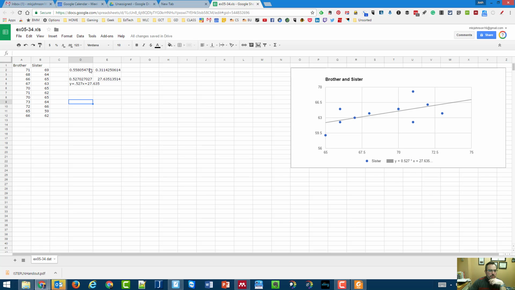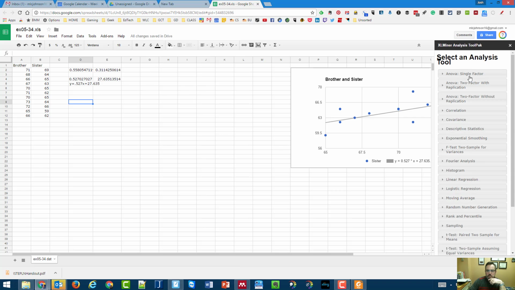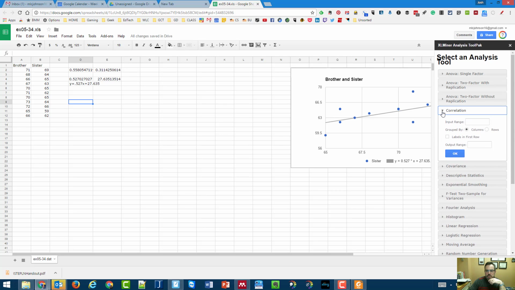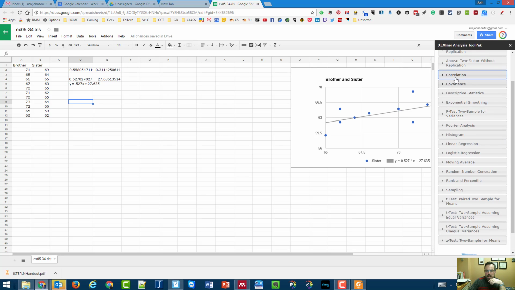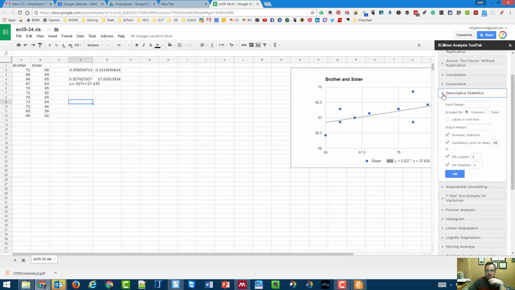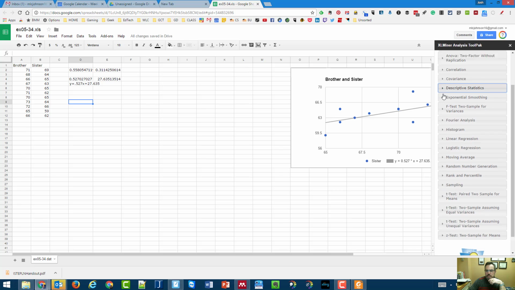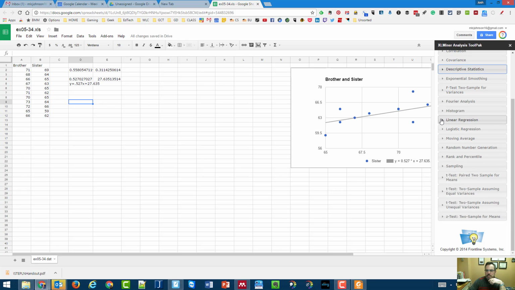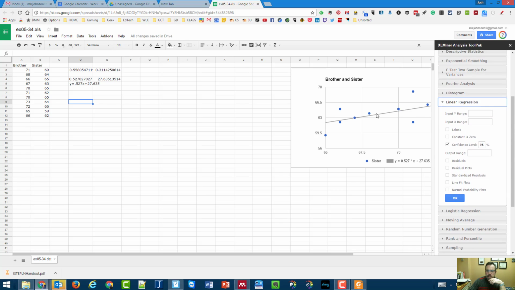I showed you how to do the correlation. Let's take a look at using the add-ons in the Excel Miner tool pack to do the same thing. We did correlation a couple times, so I'm not going to do that. Descriptive statistics tells me a lot about that as well. It does give me some of the R squared things again, but I'm going to show you the linear regression. Linear regression is just a fancy way of saying the best fitting line.